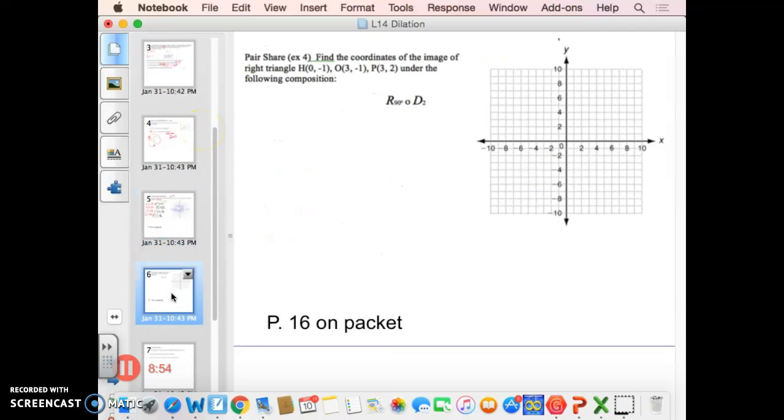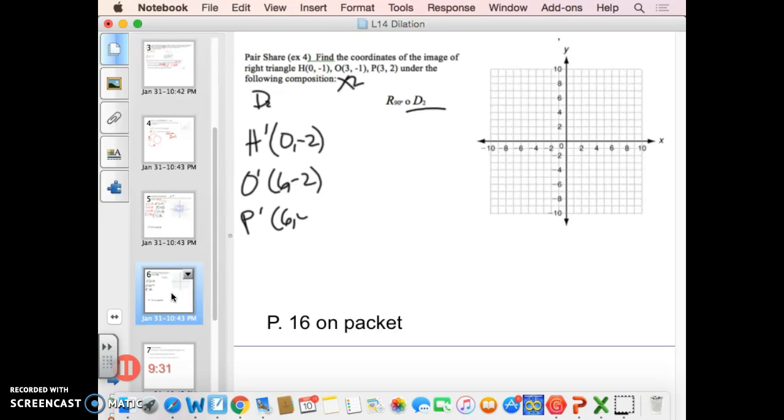Here's a second example. This is also on page 16 in your packet. Here we're going to find the coordinates of the image of a right triangle, HOP. The first thing we're going to do is a dilation of 2. Essentially, I'm taking all my coordinates and multiplying them by 2. So H prime, and I'll write D2 here so you know what I'm doing, would now be at (0, -2). O would be at (6, -2). And P would be at (6, 4).